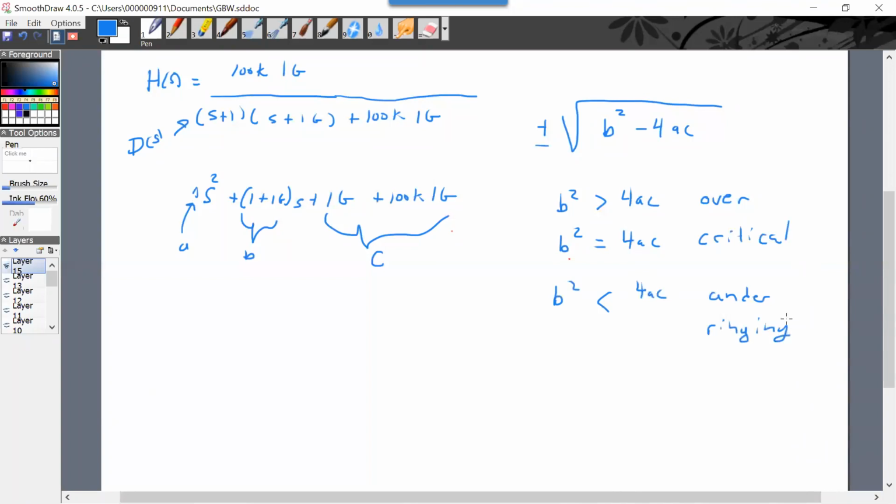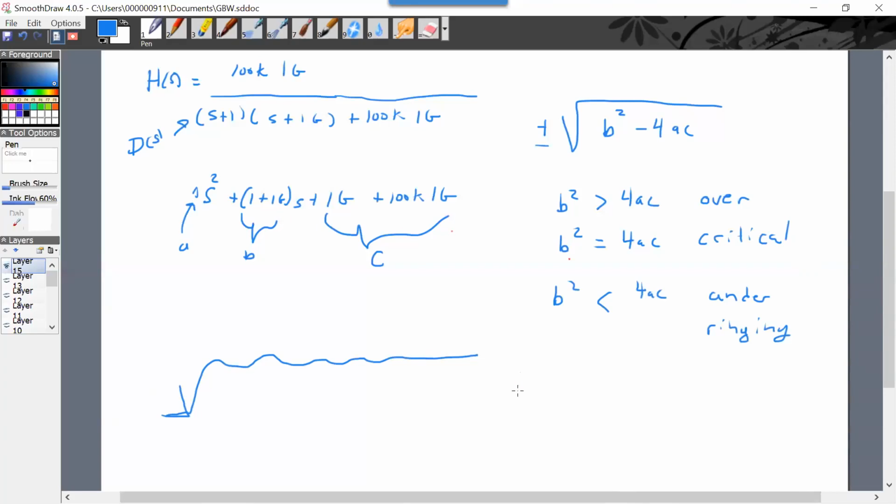which is ringing. Ringing is a fancy term for a signal that's turning on and then doesn't settle right away. It rings as it goes. All right.